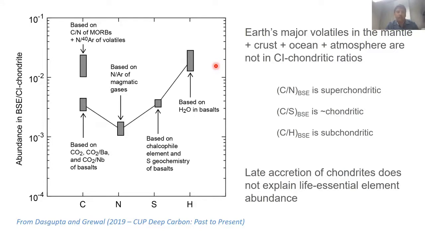However, what we see in this plot is if you look at the carbon relative to nitrogen, or nitrogen relative to sulfur, or carbon relative to hydrogen, clearly they are not in chondritic ratios. Carbon to nitrogen ratio of bulk silicate earth is superchondritic. Carbon to sulfur ratio of bulk silicate earth is chondritic, and carbon to hydrogen ratio of bulk silicate earth is subchondritic. So if this is the case, late accretion of chondrites cannot actually explain the vast majority of the volatile abundance in our planet's degassable reservoir, meaning the mantle, crust, and atmospheric reservoir. We need to call for something else.